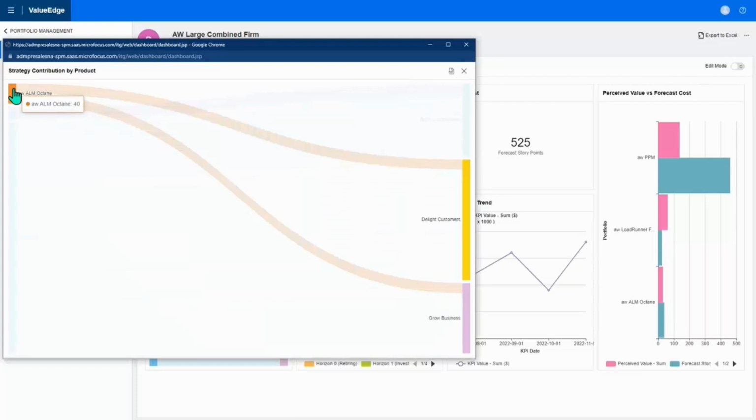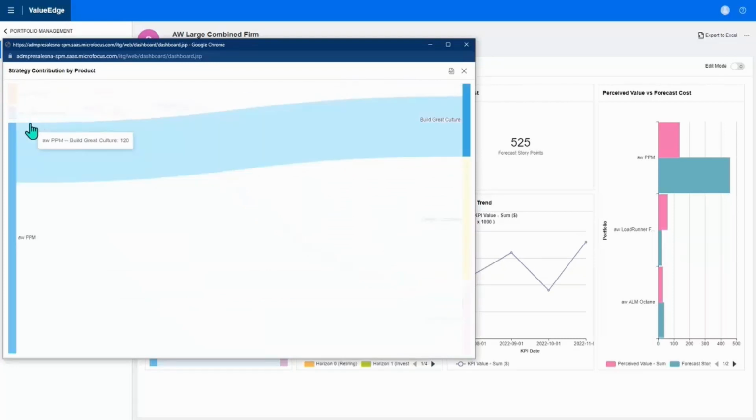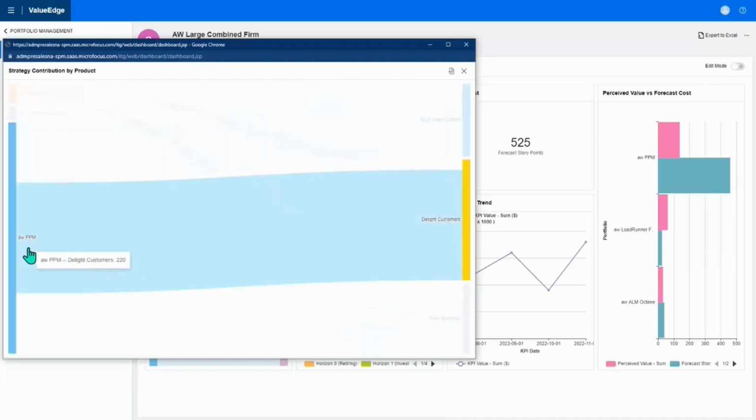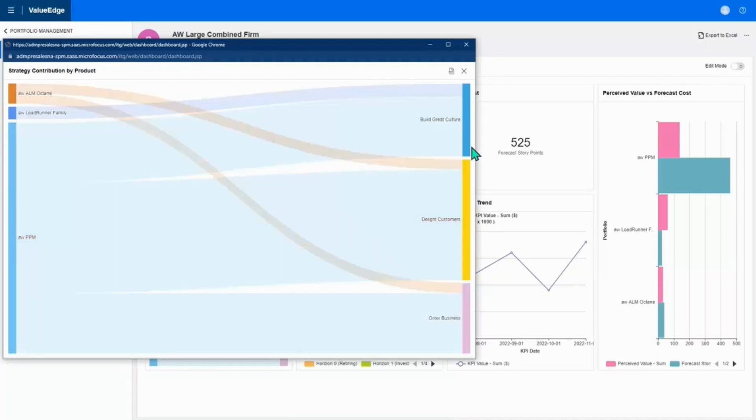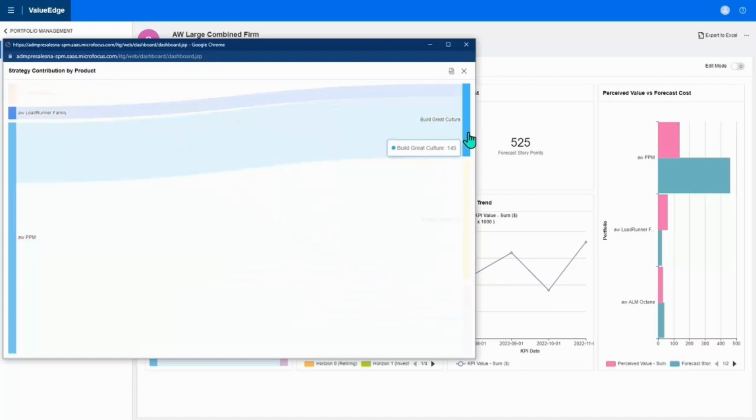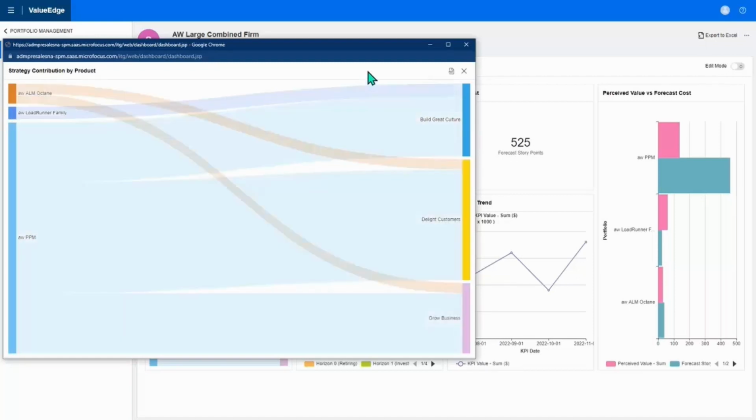On the left-hand side, you have the products that are represented in this case by our Octane product, our LoadRunner family, and our PPM product. And then on the right-hand side, you have the strategic themes that each of those supports. And their graphic would indicate how on the left-hand side, they're aligned with those objects on the right-hand side. So you see that Octane, for example, is aligned with, in this case, two strategic themes.